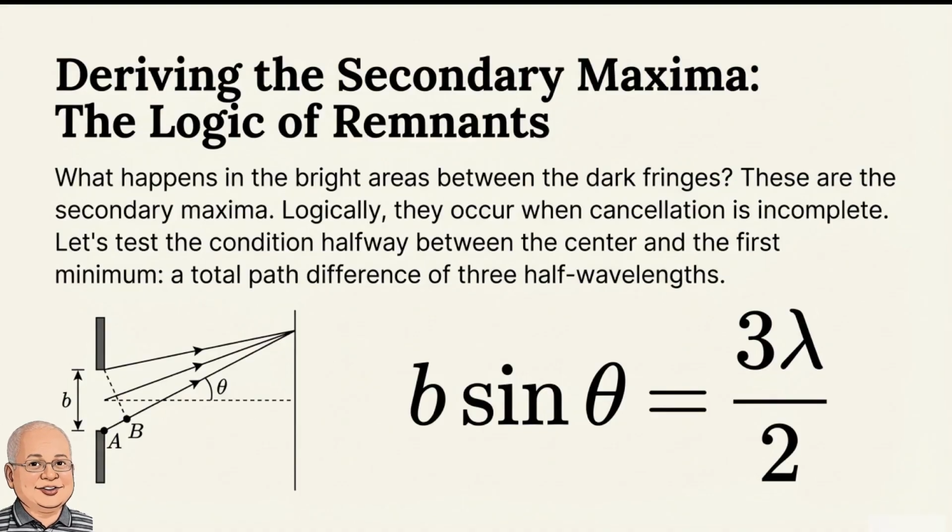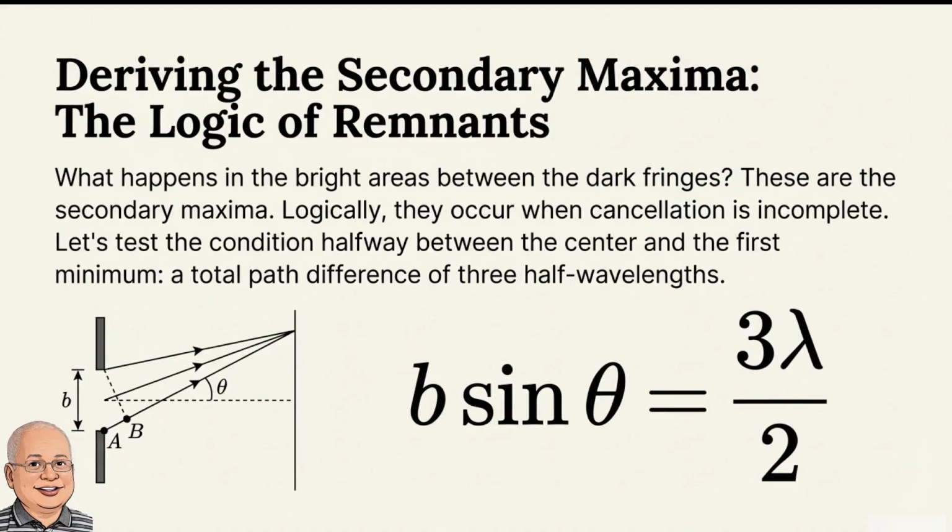Now, where will be the secondary maxima? So, first central maxima, then there is a dark zone, then there is another maxima. So, logically, what will happen? What happens in the bright areas between the dark rings? These are the secondary maxima, we call them. Logically, they will occur when cancellation is incomplete. There is no complete cancellation. So there is some amount of cancellation, but not complete cancellation. So since cancellation is incomplete, there will be some amount of brightness. So these are called secondary maxima.